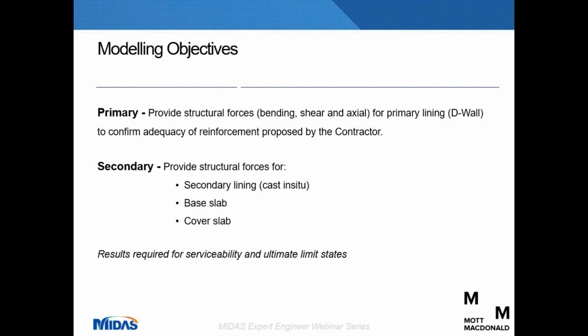We also gave ourselves secondary objectives in the modelling, which were considered nice to haves rather than absolute necessities, which were to try and determine structural forces in the cast in situ secondary lining, the base slab of the shaft, and the cover slab, which was at ground surface to close off the shaft. And we needed to provide results for structural checks for both serviceability and ultimate limit states.